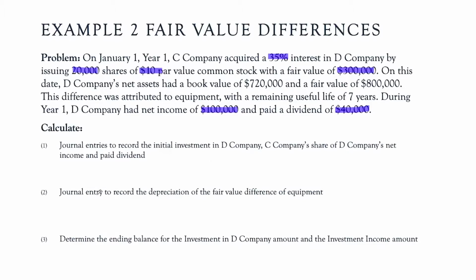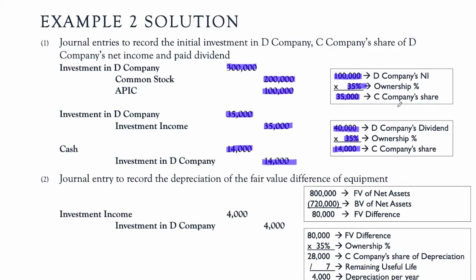Next, let's take a look at our second question here. Journal entry to record the depreciation of the fair value difference of equipment. So in the question, it does give us that the net asset of the sub has a book value of $720,000. However, it has a fair value of $800,000. So we need to find that difference. So if we take a look at the solution, the fair value of net assets given in the problem is $800,000, and we're going to find the difference between the book value of net assets at $720,000, which leaves us a fair value difference of $80,000.